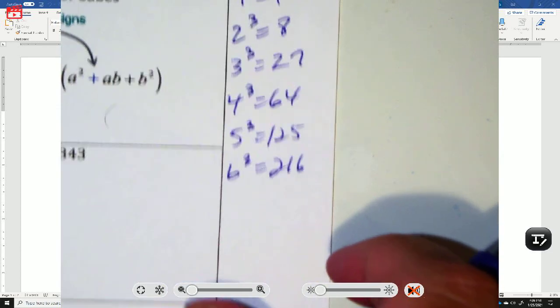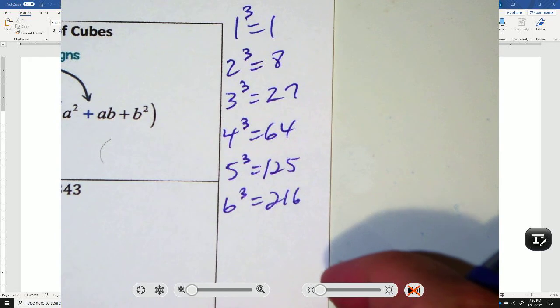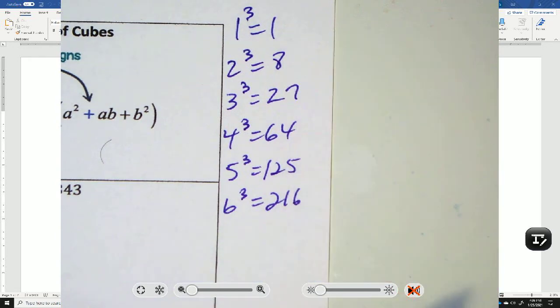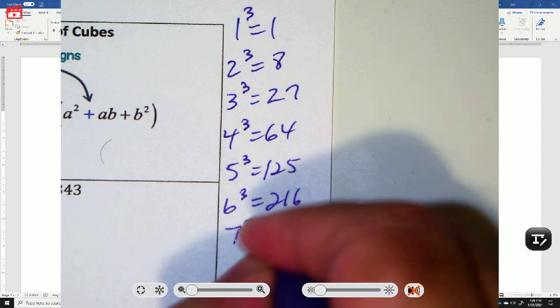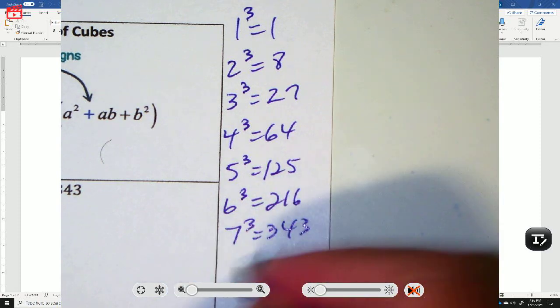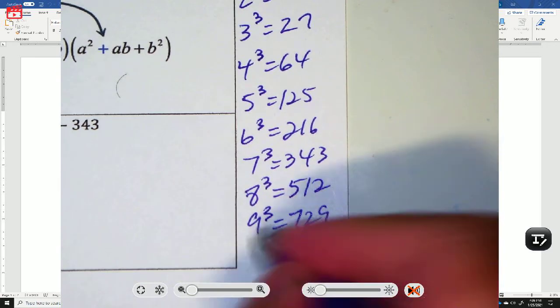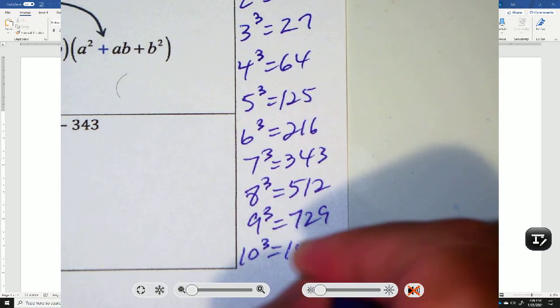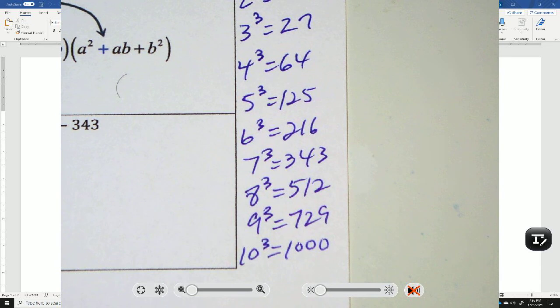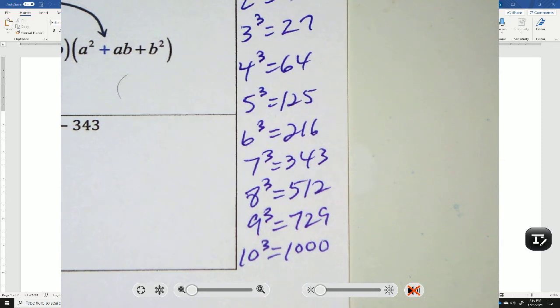All right, I'll give you a moment to write these down in the margin of your notes. 7 to the third is 343. 8 to the third is 512. 9 to the third is 729. And 10 to the third is 1,000. I suggest you pause the video and copy these down. You want these on hand, or memorize them, or you could just stare at the screen and memorize them now. All right, but anyway, I'm moving on.